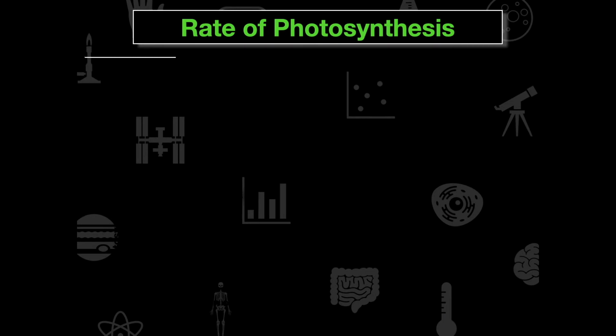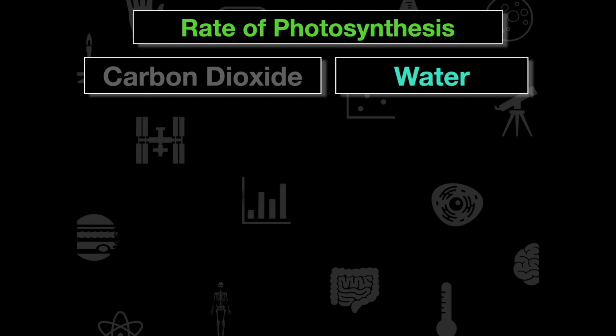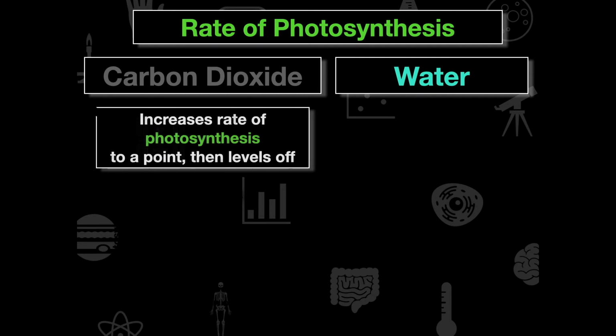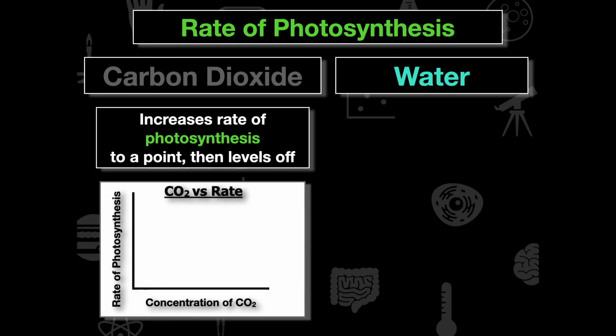All right, our third factor here is going to be carbon dioxide. Remember, carbon dioxide is an input into photosynthesis, so it's important for us to think about that. We also have water as an input. So if we increase the rate of photosynthesis to a point, it's going to level off with carbon dioxide. We can see CO2 versus rate and concentrations here. It's going to plateau like light intensity.